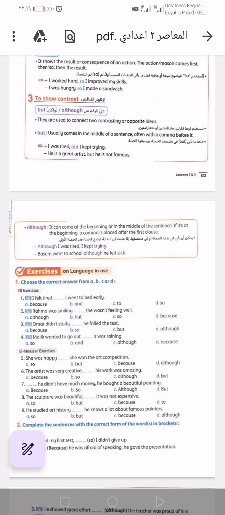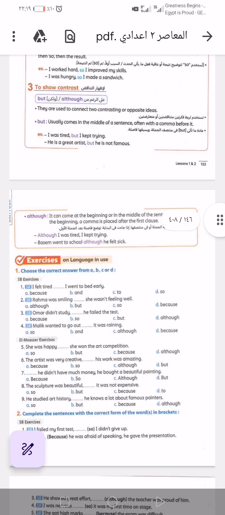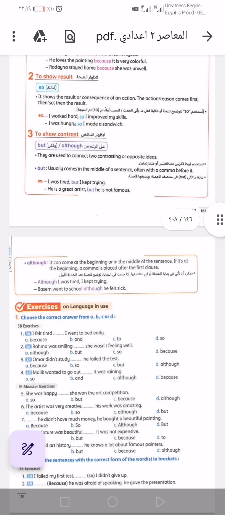When we have two actions and there's a contrast relationship between them, we use the connector but. As a note, but usually comes in the middle of the sentence, often with a comma before it. So before the connector but, we use a comma. But the connector but usually comes in the middle of the sentence.